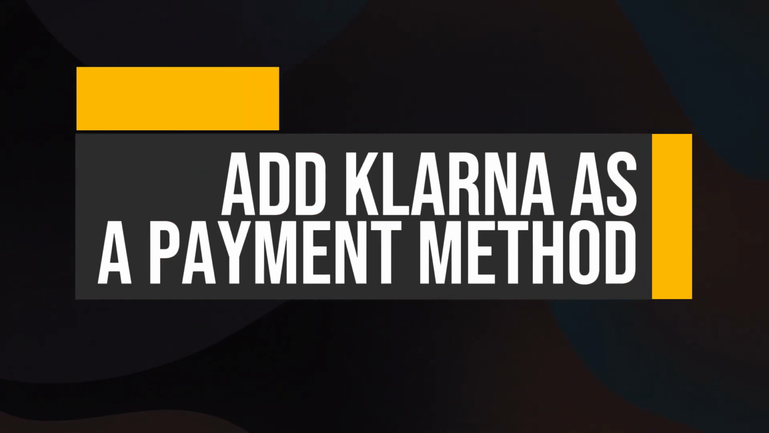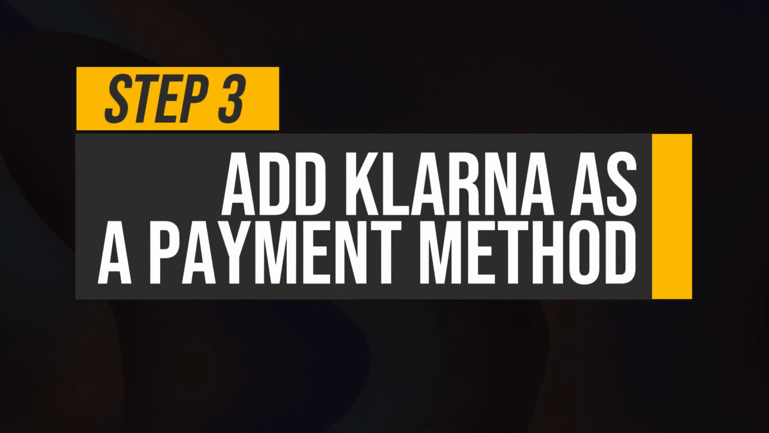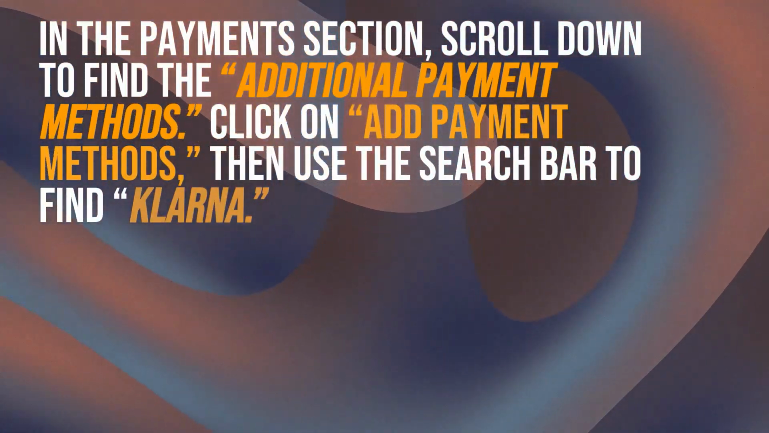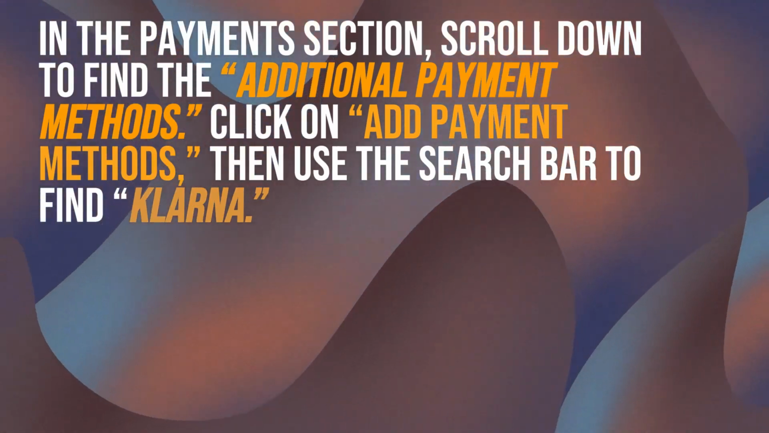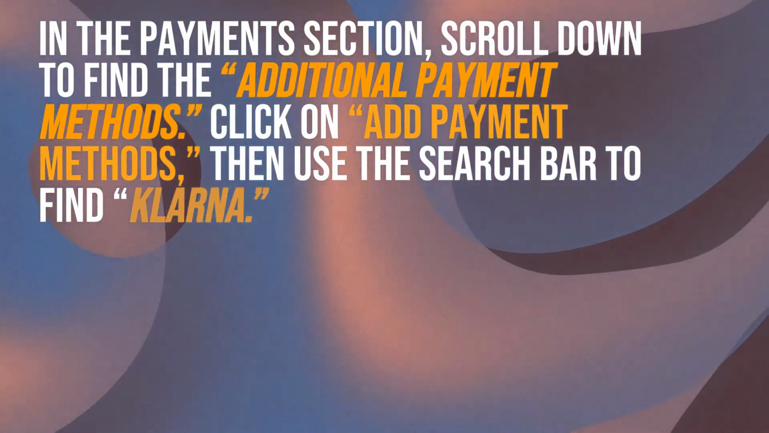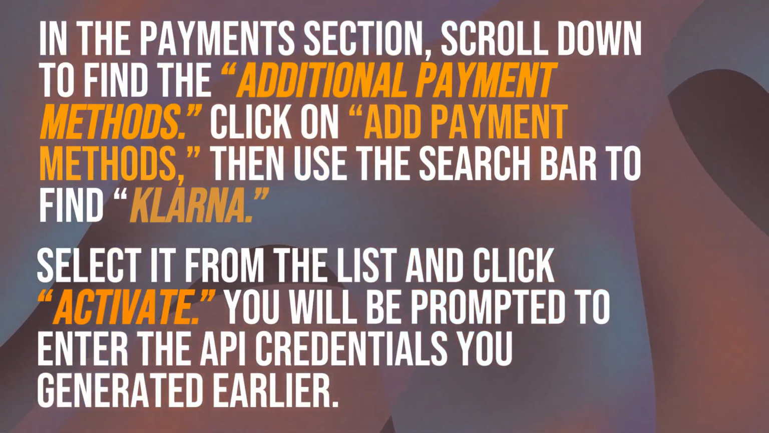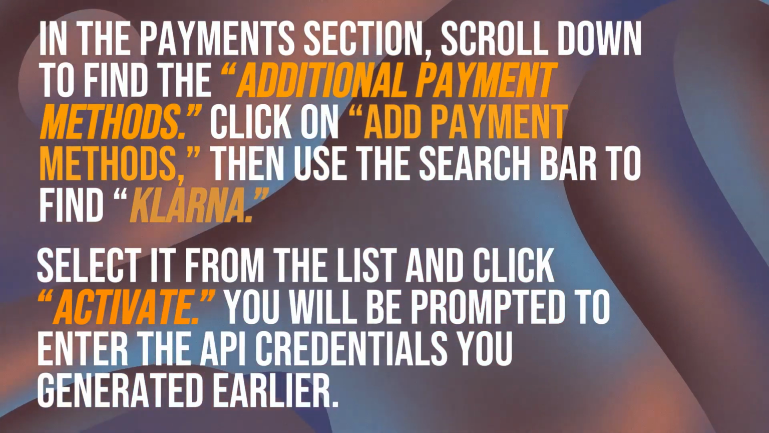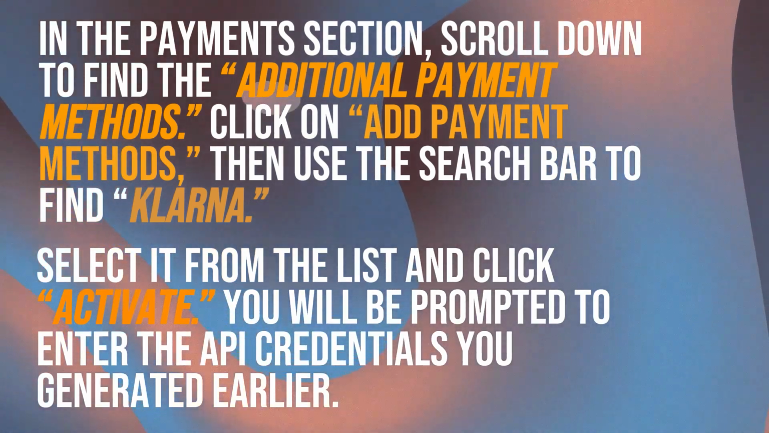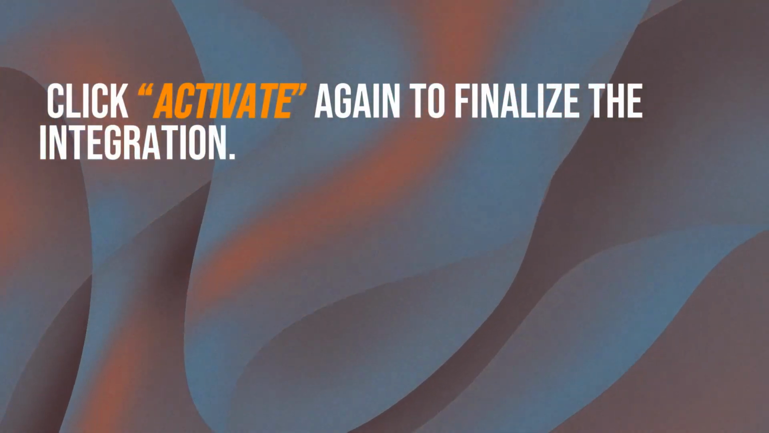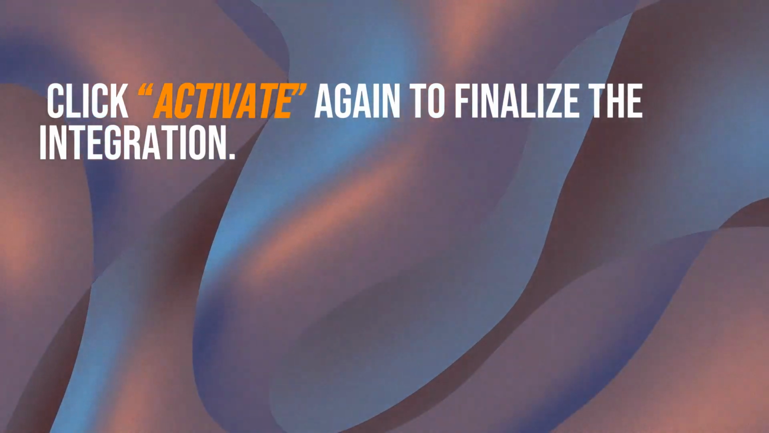Step 3. Add Klarna as a payment method. In the Payments section, scroll down to find the additional payment methods. Click on Add Payment Methods, then use the search bar to find Klarna. Select it from the list and click Activate. You will be prompted to enter the API credentials you generated earlier. After entering these details, click Activate again to finalize the integration.